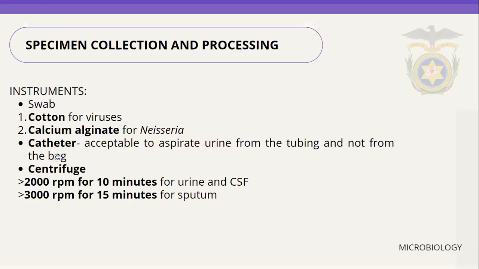Next, we have our swab. And for swab, guys, always remember that we use cotton for viruses and we use calcium alginate for Neisseria species.